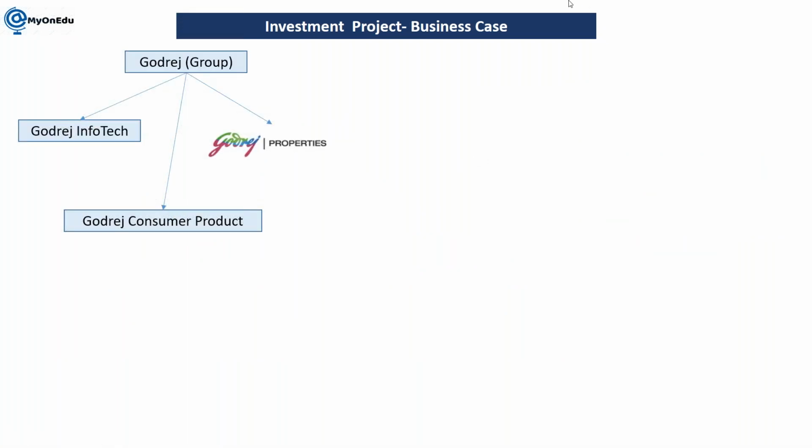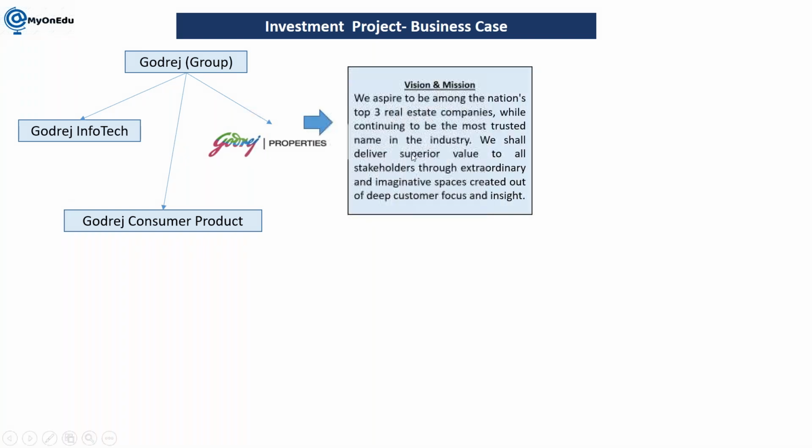Next, investment project business case. So I have taken the same business case here. Just see this one. This is the Godrej group of companies, which has three different legal companies: Godrej Infotech, Godrej Consumer Products, and Godrej Properties. When you have formed Godrej Properties, you have already defined some vision and mission. To achieve this vision and mission, you need to execute some project or do some task. Based on that only can you achieve the vision and mission of the company.